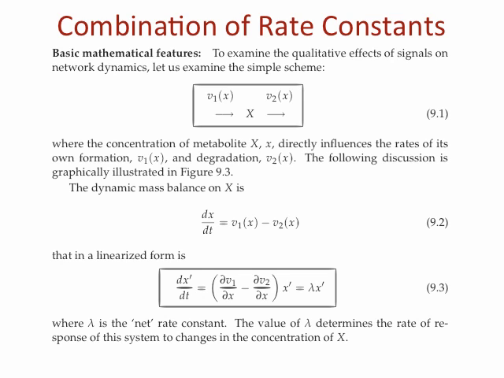All right, now we're going to have to do some mathematics. So in equation 9.1, we show the network that we're interested in. Of course, it is trivially simple. A single node and 2 links, one going in and one going out. The dynamic mass balance is shown in equation 9.2, where the time derivative of X is simply the rate of formation minus the rate of its degradation. This equation can be linearized, and linearization is very important in the analysis of regulatory effects.